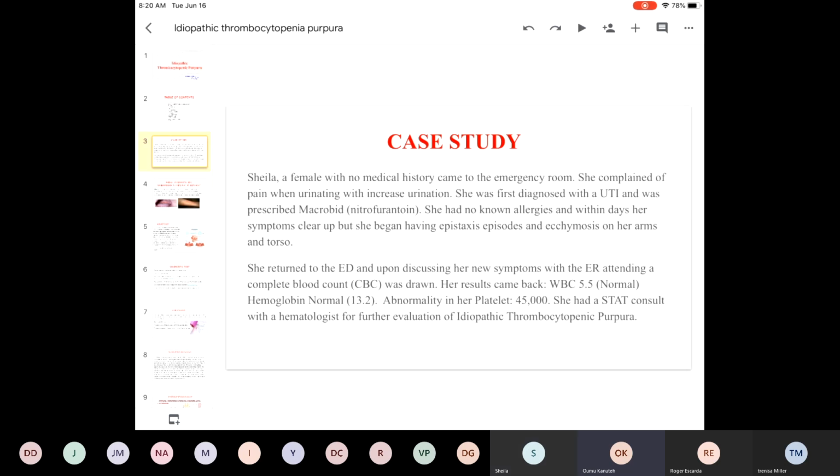She had no known allergies, and within days, her symptoms cleared up, but she began having epistaxis episodes and ecchymosis on her arms and torso. She returned to the emergency department, and upon discussing her new symptoms with the ER attending, a complete blood count, or CBC, was drawn. Her results came back: white blood count 5.5 normal, hemoglobin normal 13.2. There was an abnormality in her platelets, which was at a level of 45,000. She had a stat consultation with a hematologist for further evaluation of ITP. Next slide.